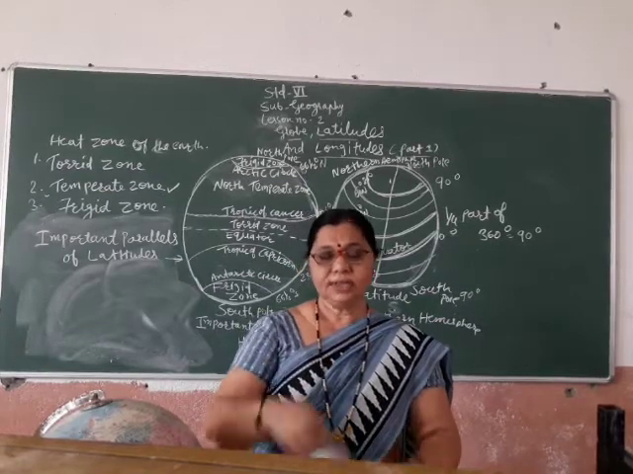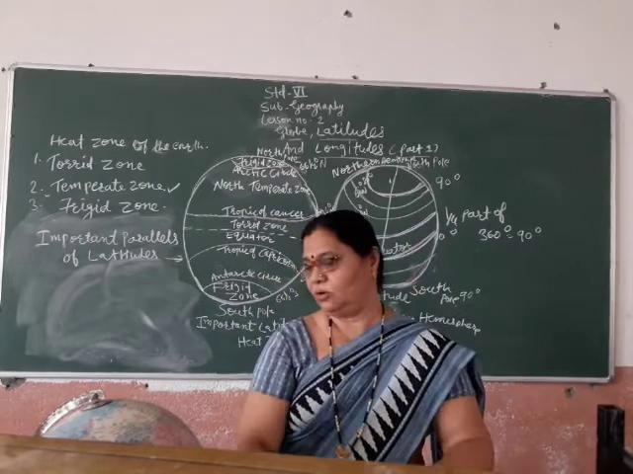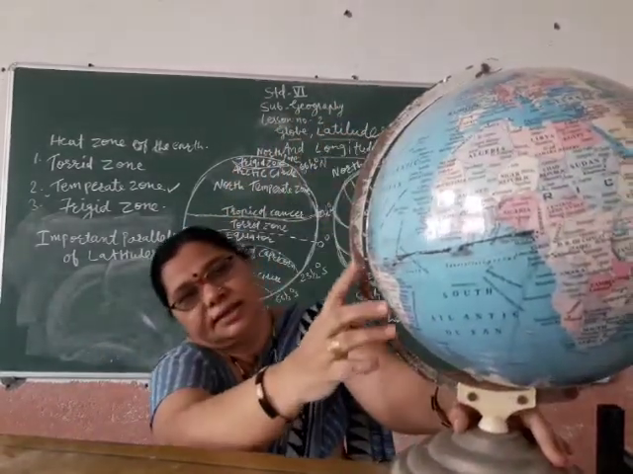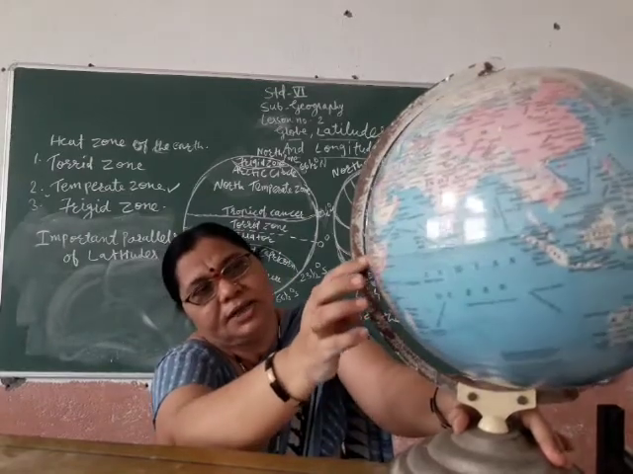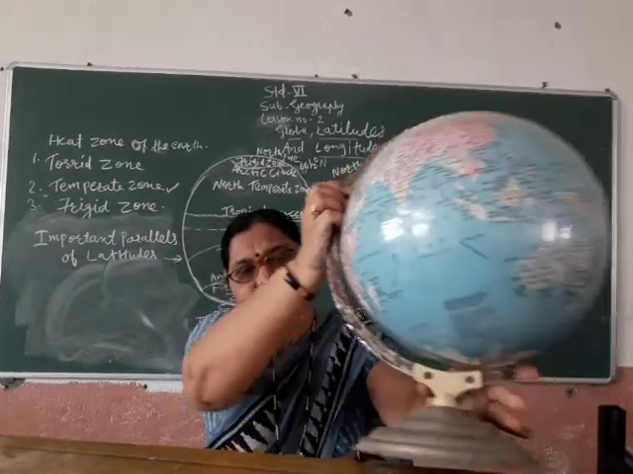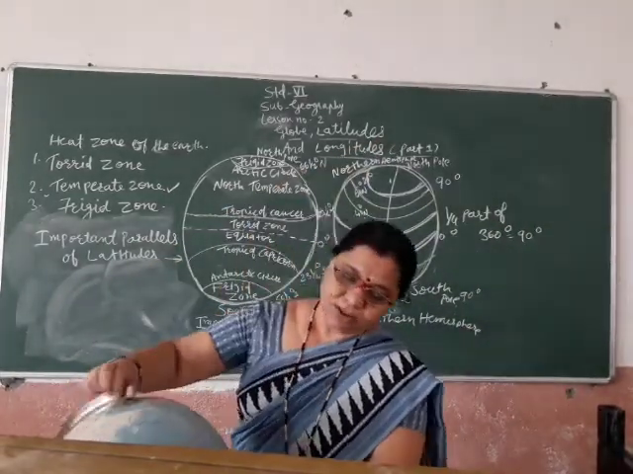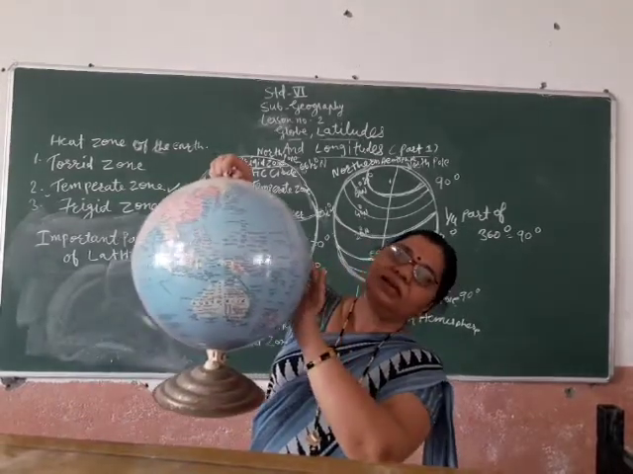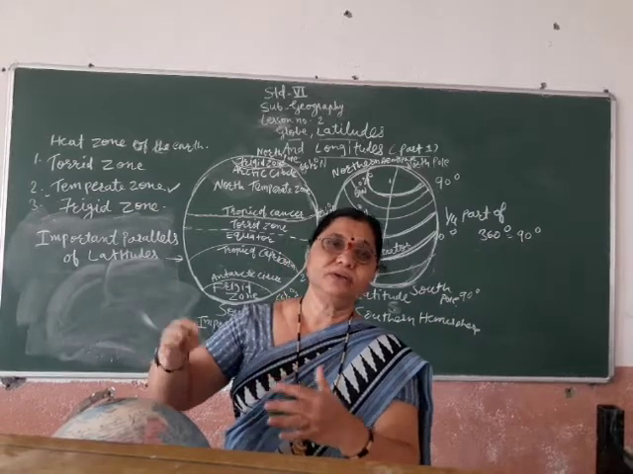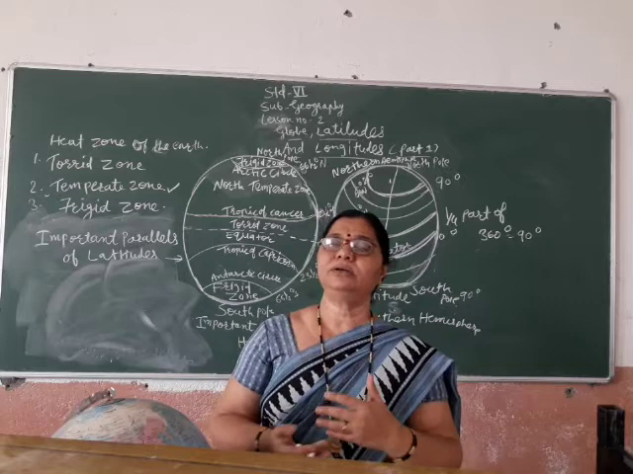Got it? Now see this line on the globe. Because of this line, the globe is divided into two parts. What is this line called? It is called the equator. On the globe, we can draw such lines. But is it possible to draw a line on the earth? No, it is not possible. Then how can we understand the location on the earth?